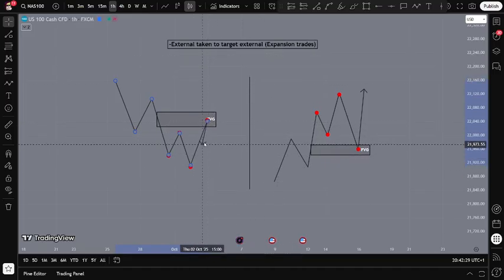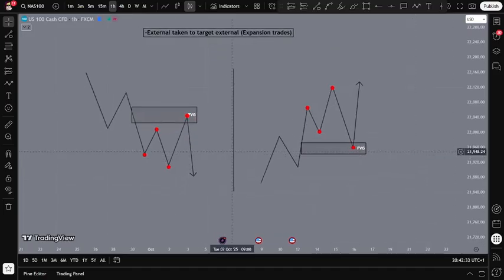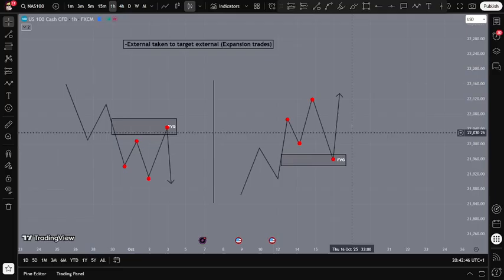So you don't need to just do internal. You can target the whole external. But don't be greedy and put your full TP over here. At least have a break even somewhere in the middle, inside this range, like the internal liquidity, or at least some partials or break even. Then you can have your full TP around here. And this is a bullish scenario.